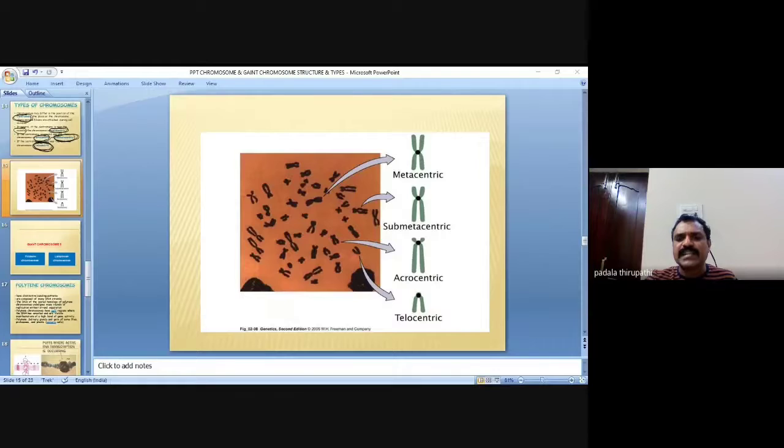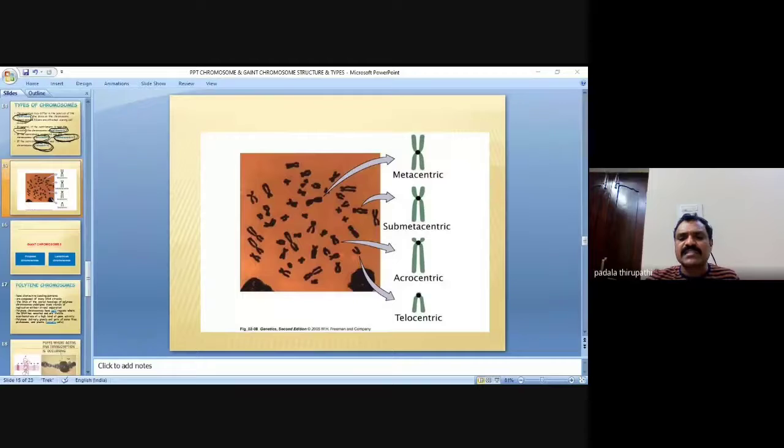Whereas in the submetacentric chromosome, the centromere is not in the middle part, it moves towards one end. That we call a submetacentric chromosome. This is the second type of chromosome. The third one is the acrocentric chromosome. In this acrocentric chromosome, the centromere is very near to the telomere, or the end of the arm.